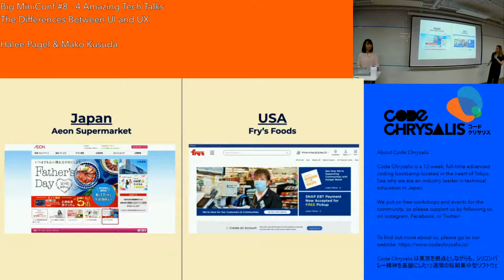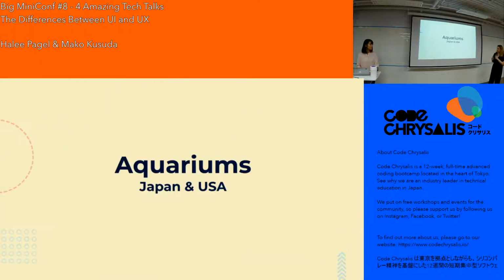So if we look at these websites side by side, yeah, we can see that there are some similarities with the login feature and some categories in the navigation bar at the top, but overall the websites are very clearly Japanese UI and UX and USA UI and UX. So we're going to take a look at a couple more examples, and Mako will talk about our next one.